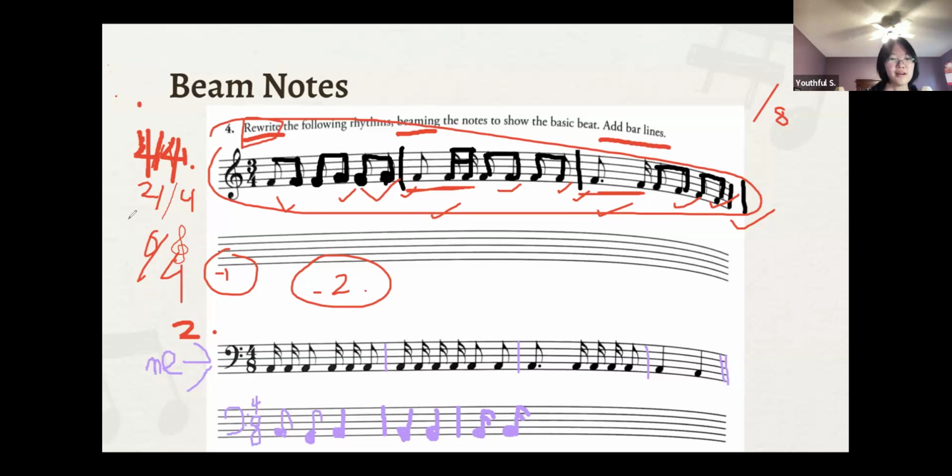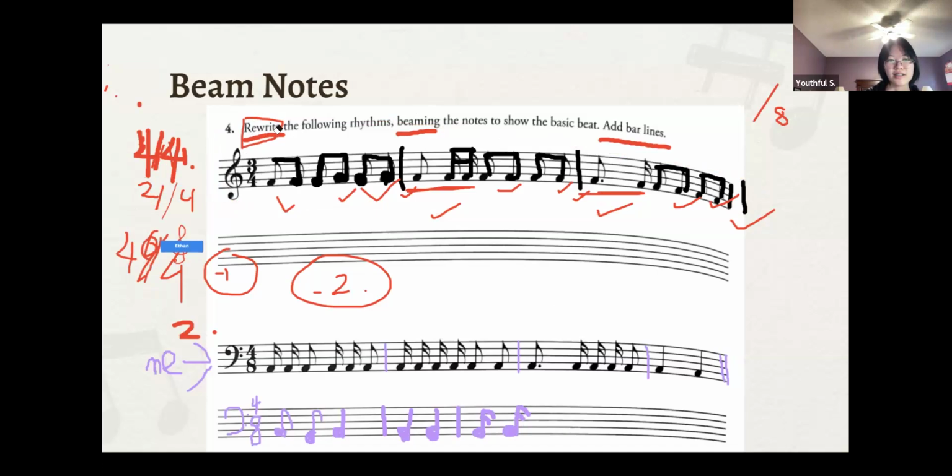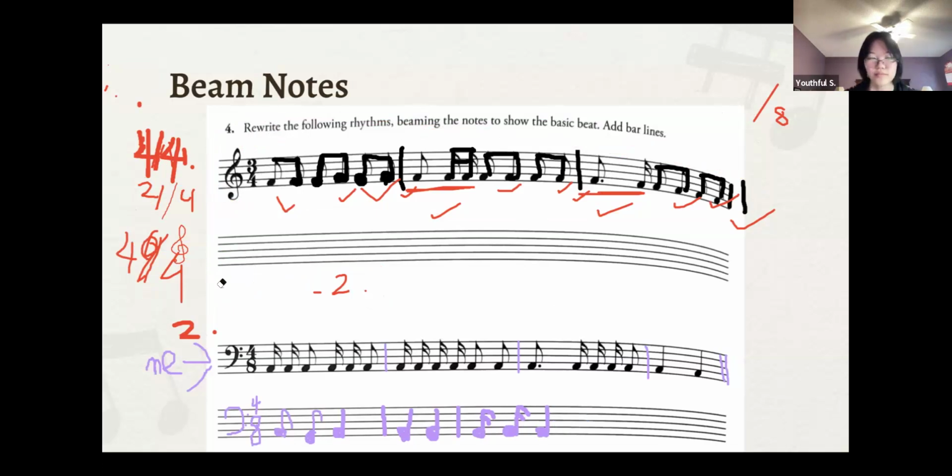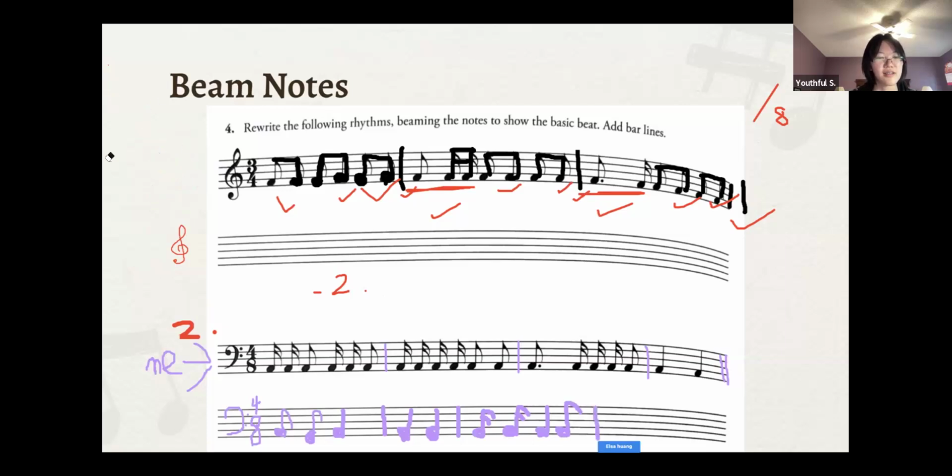So, okay. Let's make this a bit more... 40 out of 4. I must keep my beautiful treble clef there. Okay. 2 out of 4.